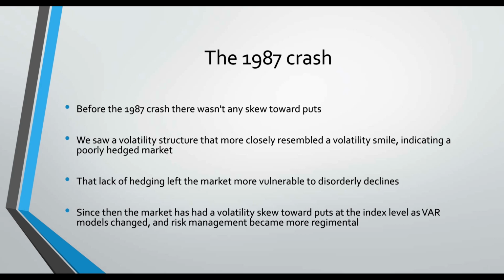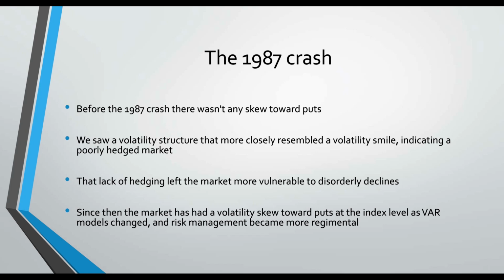We also saw a volatility structure that more closely looked like a commodity volatility structure in a commodity market that isn't well hedged. It didn't look like the equity markets we know today. And that is to say that since that crash happened, we have not seen a smile in the S&P 500 since. And that's because models changed insofar as how institutions manage their risk.